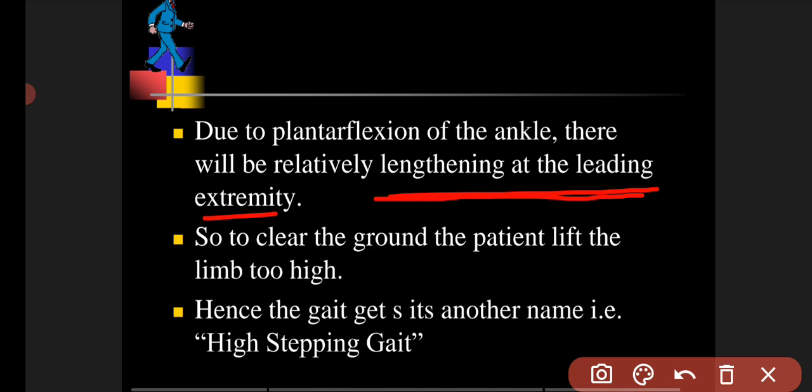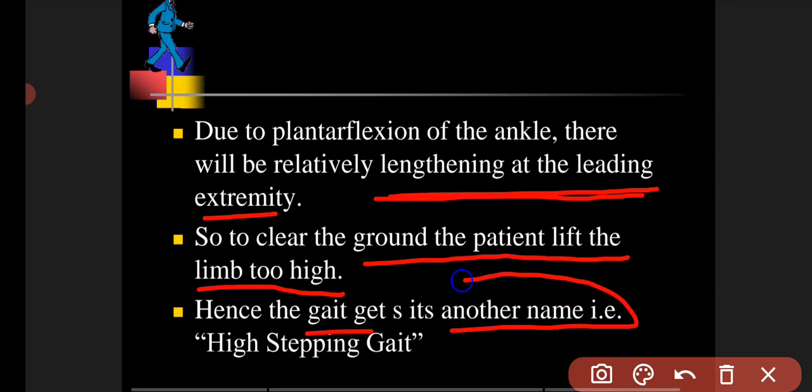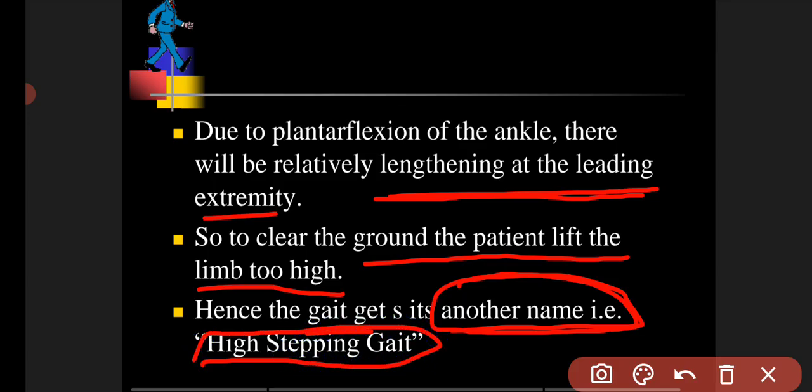To clear the ground, the patient lifts the limb too high. Hence, the foot drop gait has another name, that is high stepping gait.